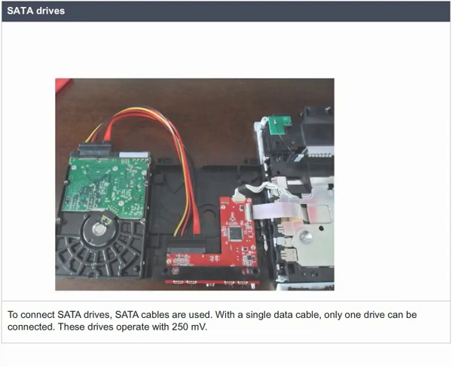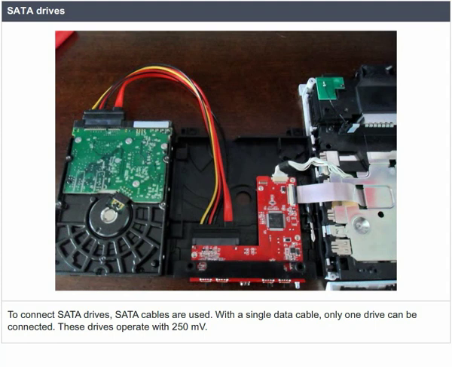To connect SATA drives, SATA cables are used. With a single data cable, only one drive can be connected. These drives operate with 250 millivolts.